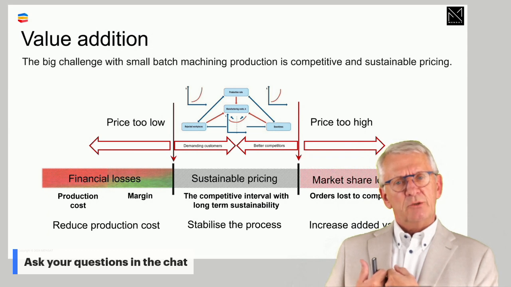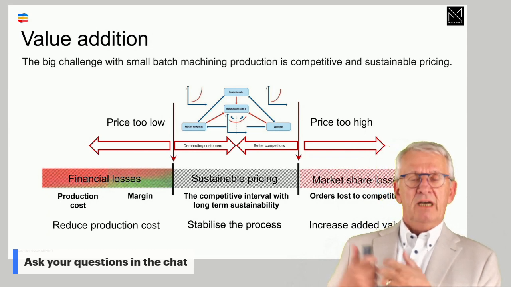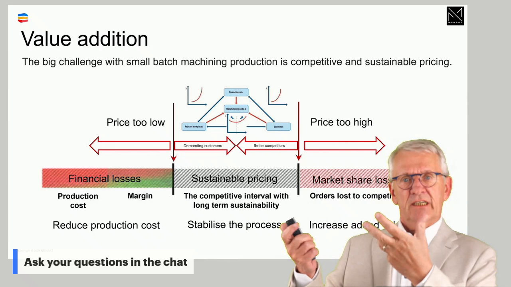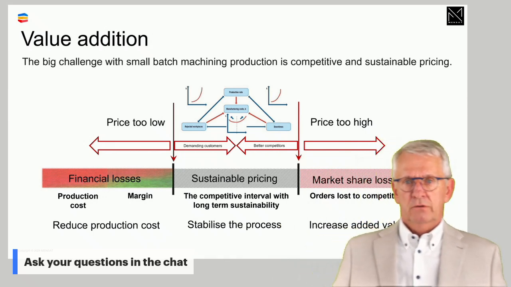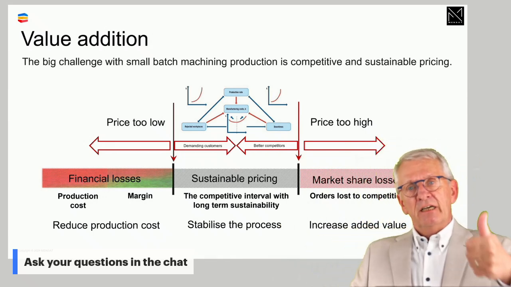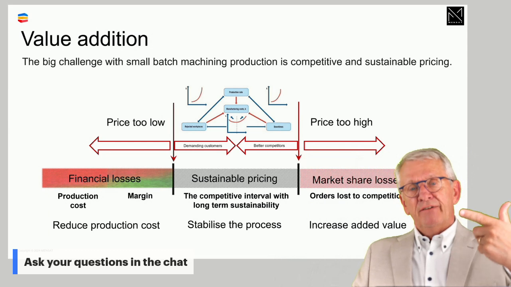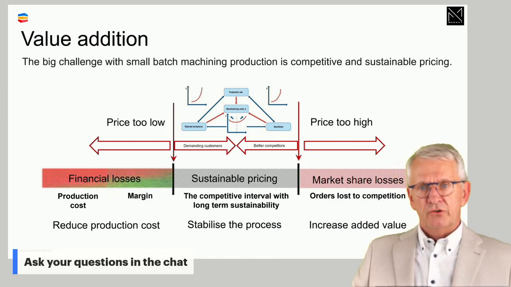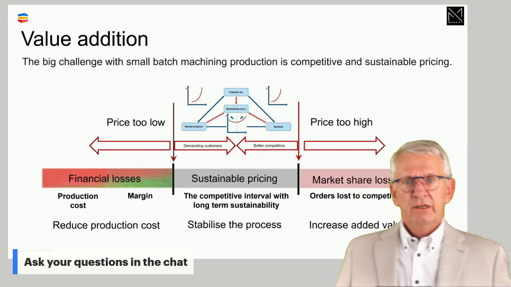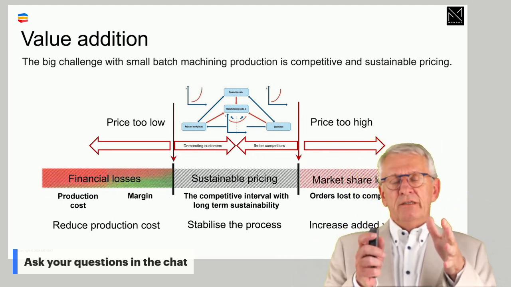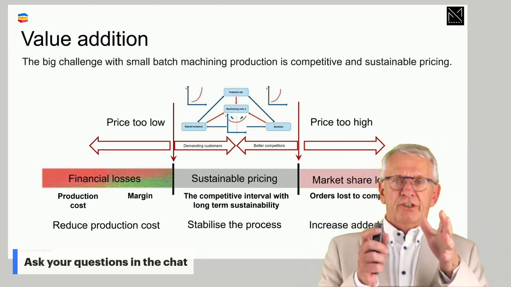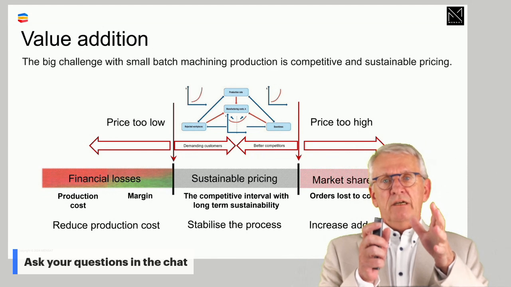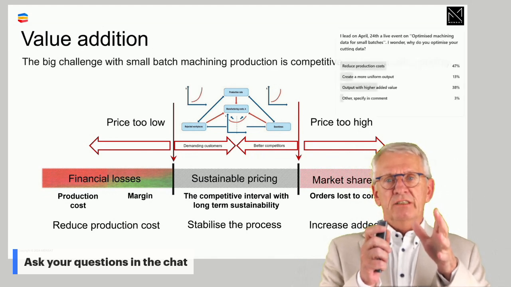From a marketing perspective, you tell the market, yeah, wait, my prices are high, but, and then you start talking about added value. I deliver fast. I can handle variability very easily. My quality is very constant. All that type of stuff. And if you are in the middle, then you found the golden egg, and you had better be very careful with it. That's about stabilizing the situation.